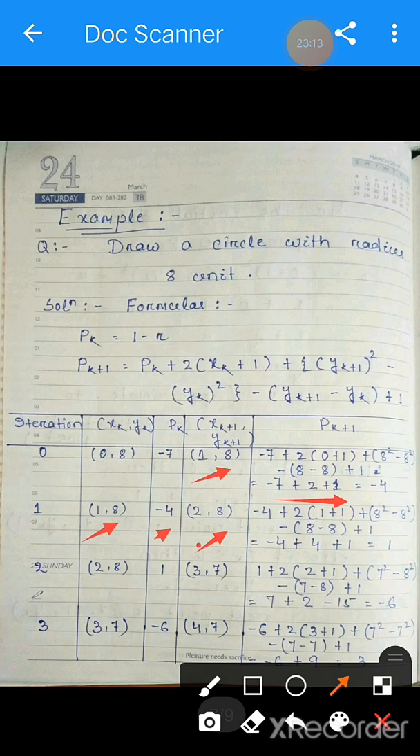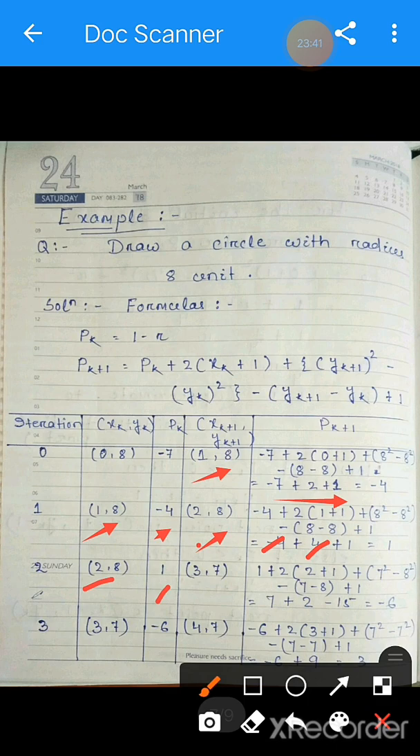After that, minus 4 plus 4, plus 1, plus 4 minus 4, it will cancel, only plus 1 left. That means 1 is your pk plus 1 value. Then this value is your next pk point. Then xk, yk is 2 comma 8. Then in the next iteration, this one is your pk greater than or equal to 0.